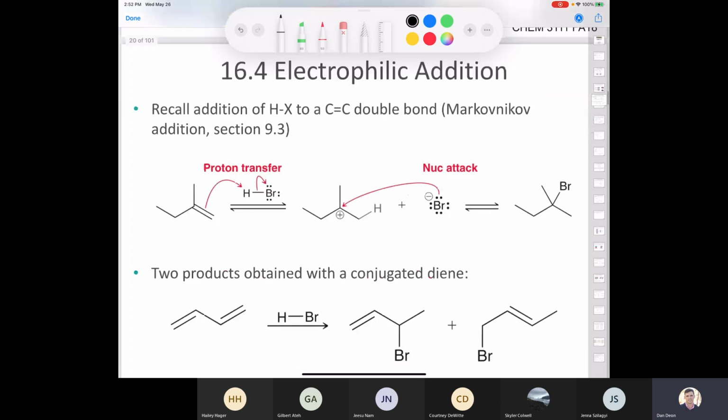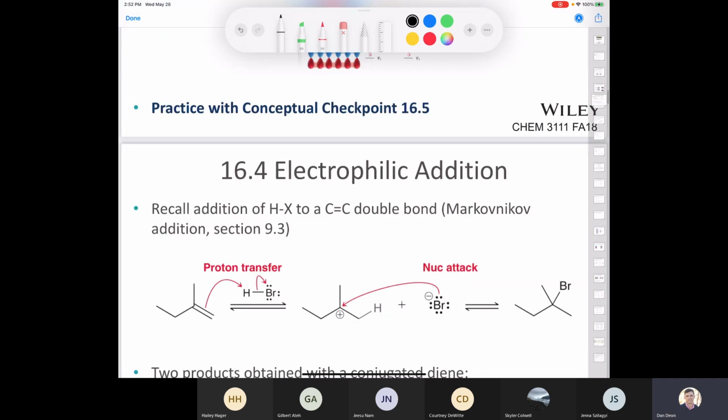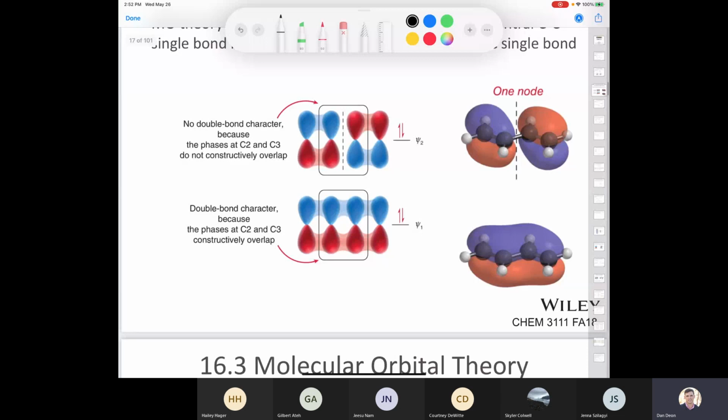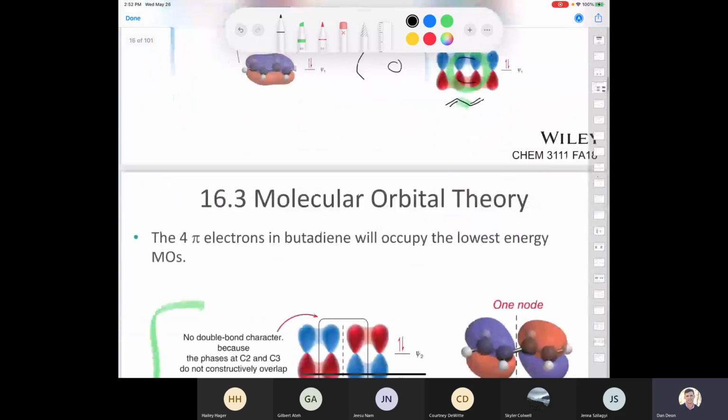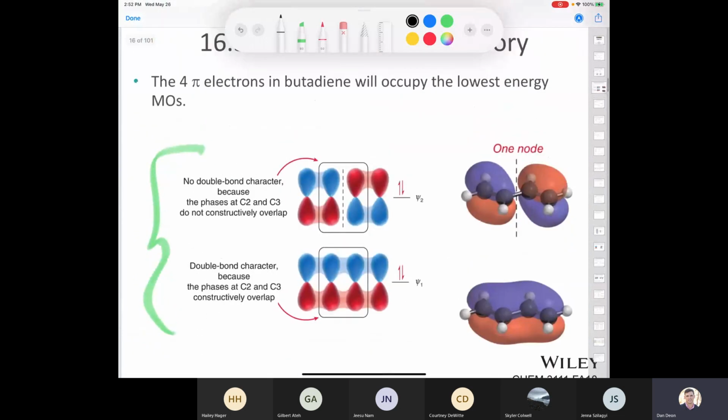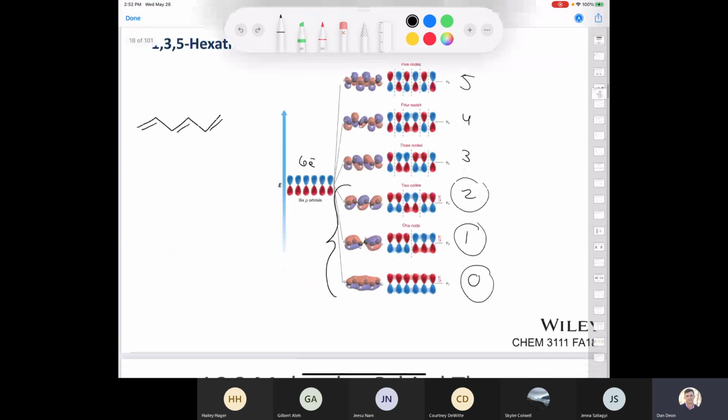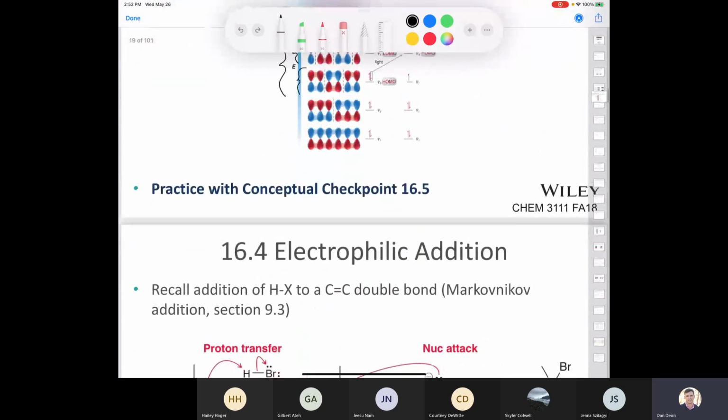All right, well, again, really the take-home message from section 16.3, and I don't like rifling through my slides too much, but the main thing that you need to know is what's shown here, okay? It's just another way to explain why the sigma bond in 1,3-butadiene is shorter than you would anticipate if it was just made from sp3 hybrid orbitals.